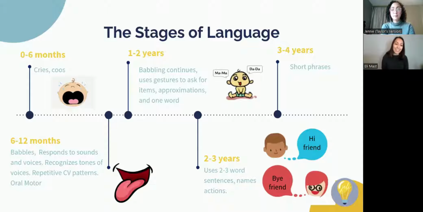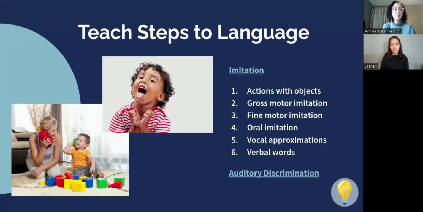And so after that, we're going to get lots of babbles. Those are repetitions of usually consonant sounds, and some oral motor, like sticking their tongue out, maybe doing raspberries. So all of that is going to be working towards building their muscles in the mouth, so eventually they can use words about the year mark. 2 to 3 years, they should be using combined words like hi friend, bye friend, and then of course short phrases by preschool age.